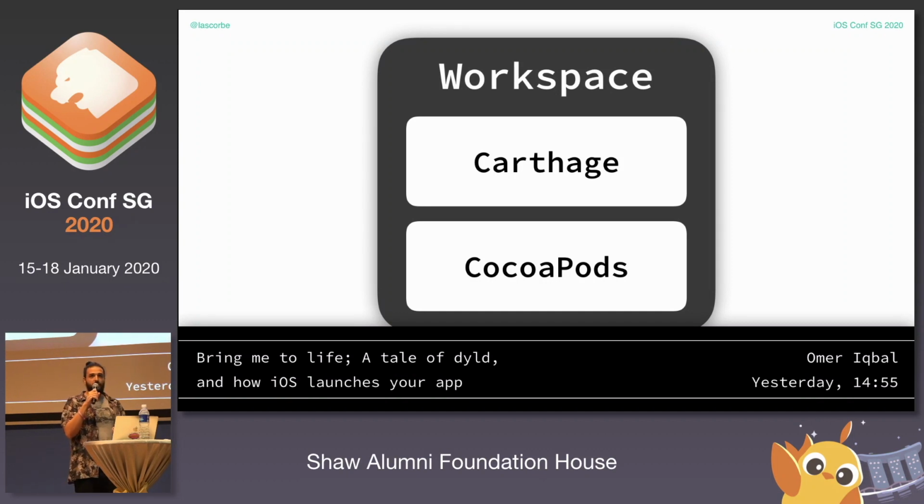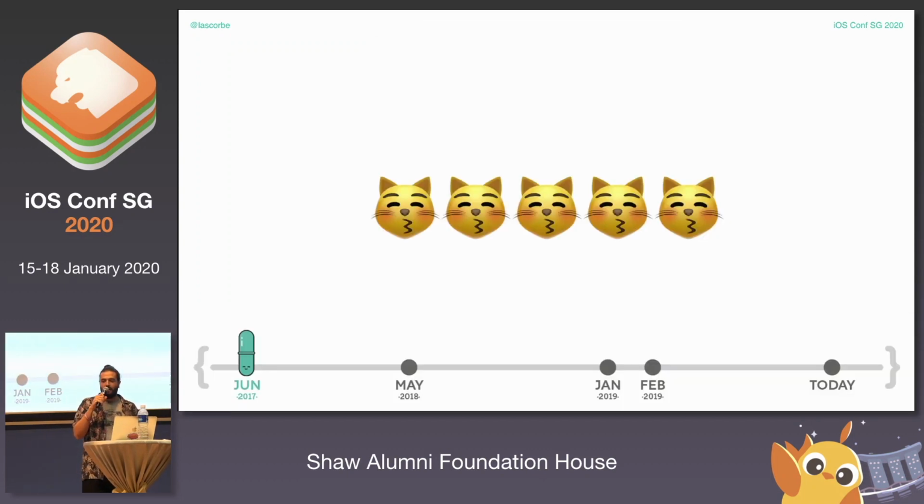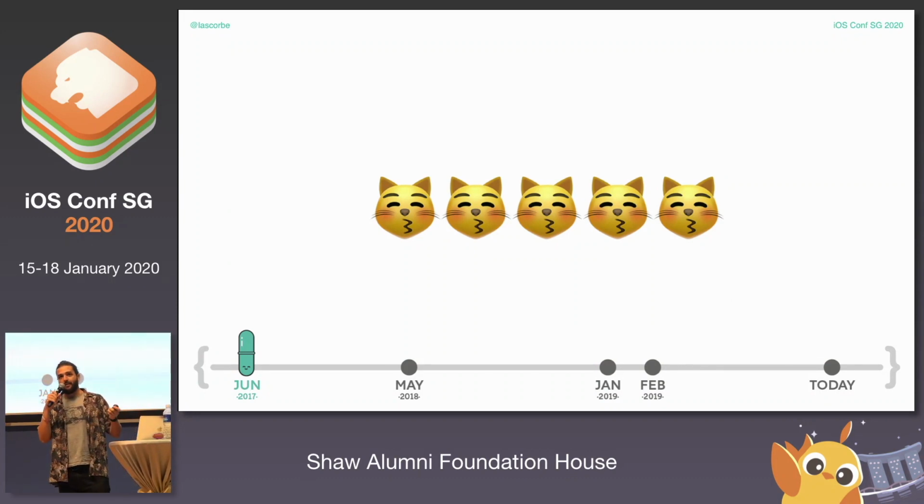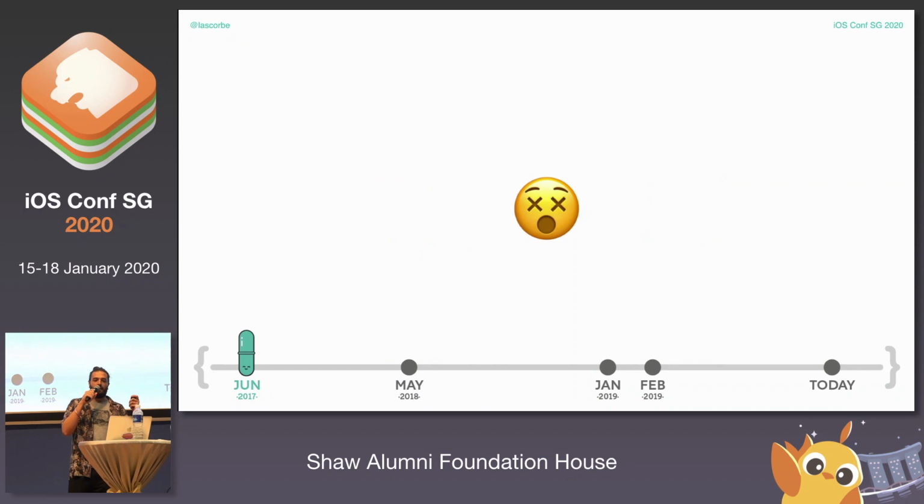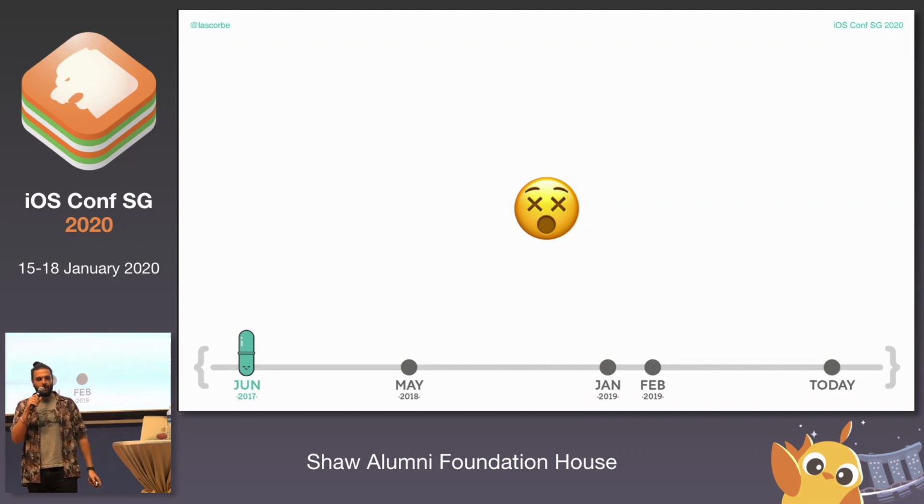So as I told you, it was a good time. The project was not perfect, but we could develop everything without any problem until something happened. Remember, we are in June 2017.